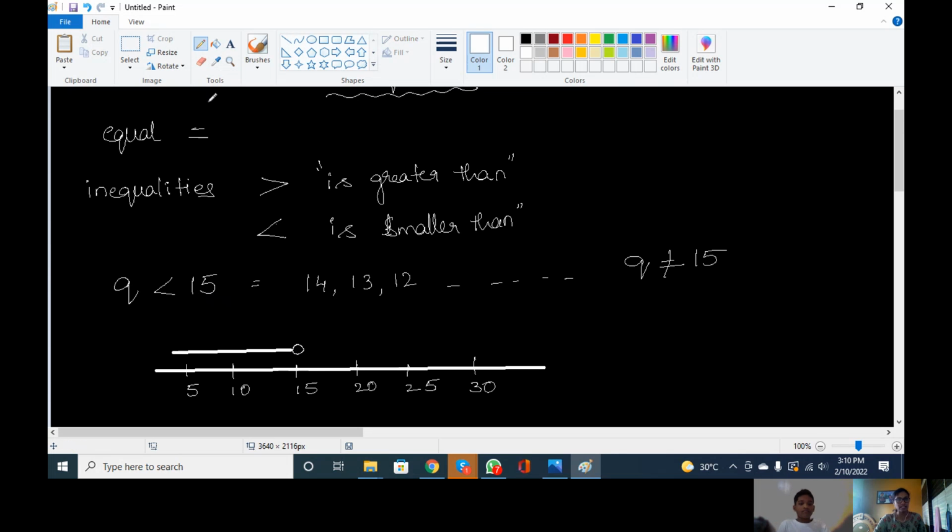For example, if x is less than or equal to 15, it means all the values which are less than 15 and also equal to 15. This is called the less than or equal to sign. What is this called? Less than or equal to. So if the Q value is less than or equal to 15, then 15 is also included, so you need to fill this circle like this. And the Q values are open this side, the left side: all smaller numbers.